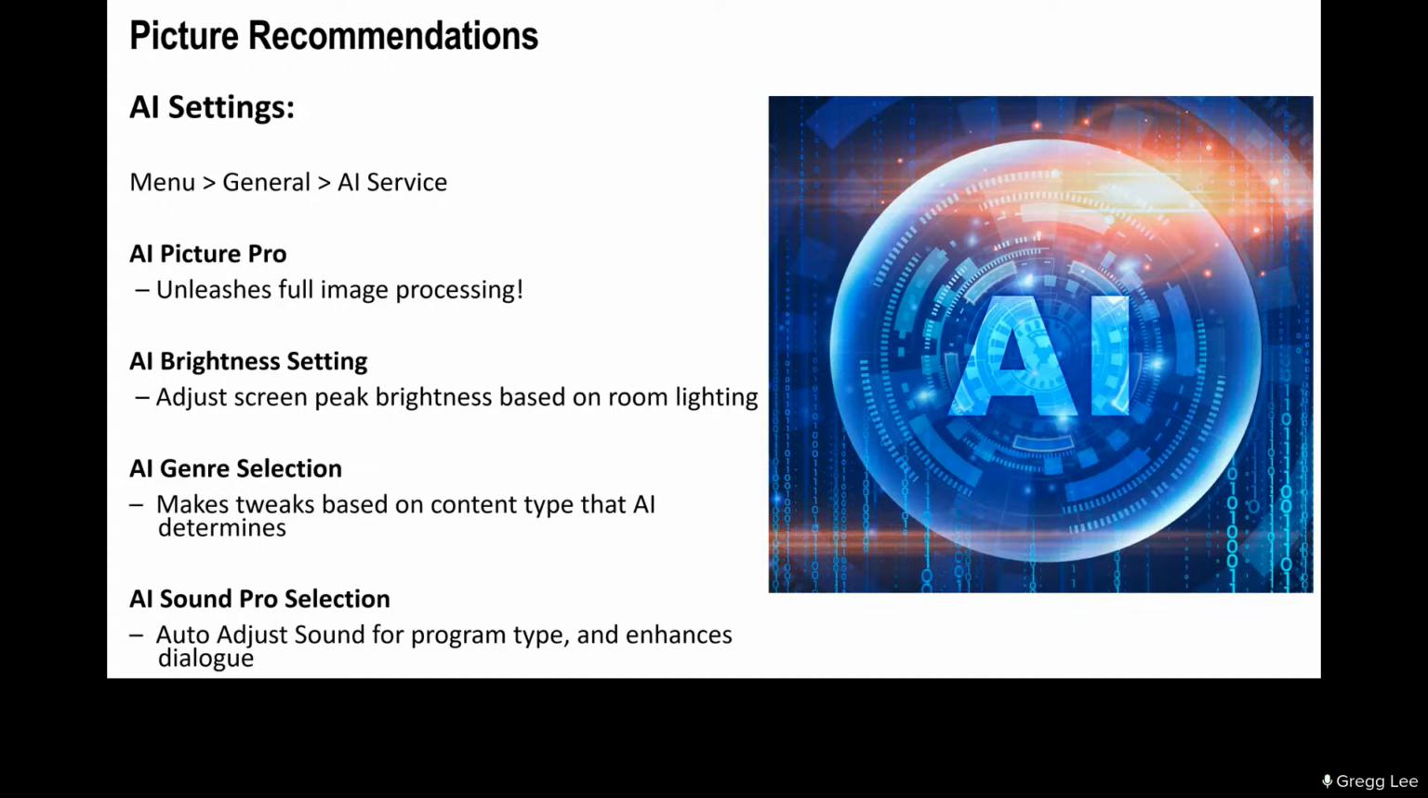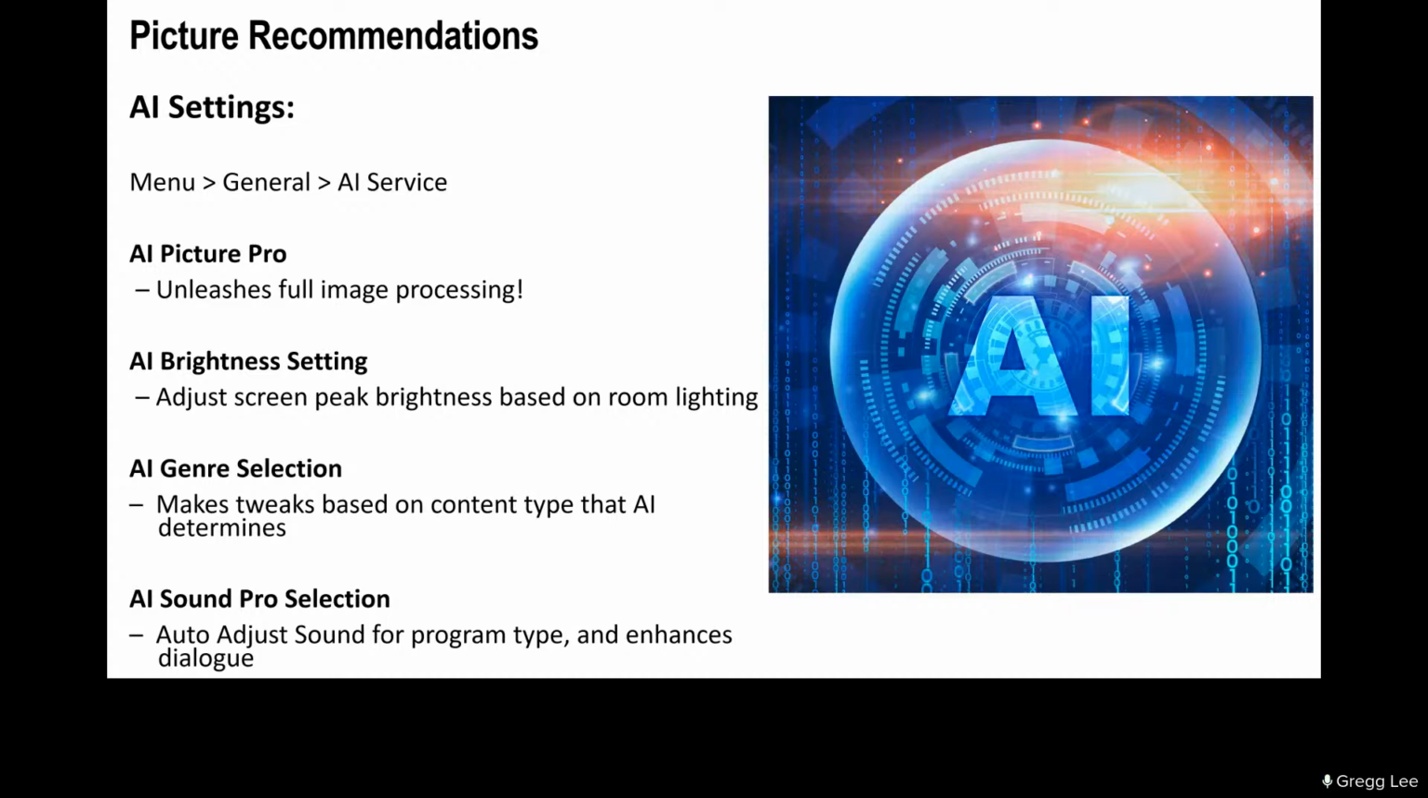and cranking up the lights, depending on the time of day, this is a good way to keep the TV in tune with the environment. AI Picture Pro employs AI processing, and it's weird that they put it here instead of in the picture menu. And then AI Genre, whether you're watching sports, drama, or concerts, makes subtle tweaks to the image based on the genre. And AI Sound Pro will definitely make dialogue easier to hear when you're just watching on the TV.